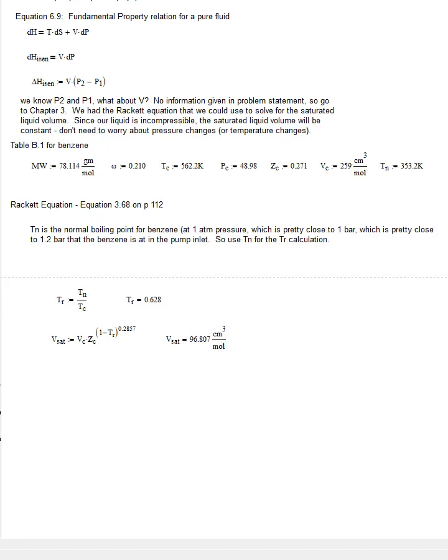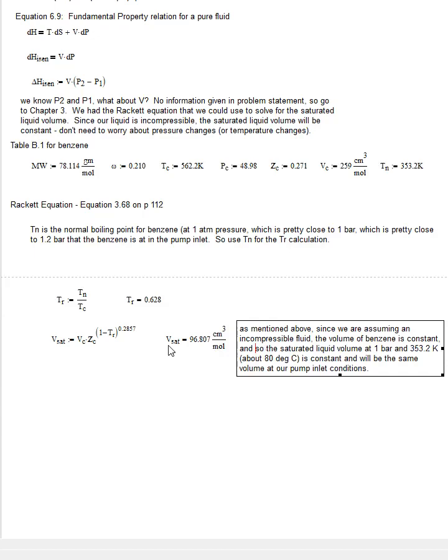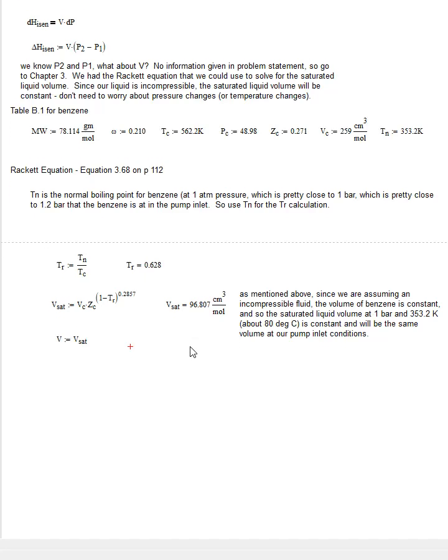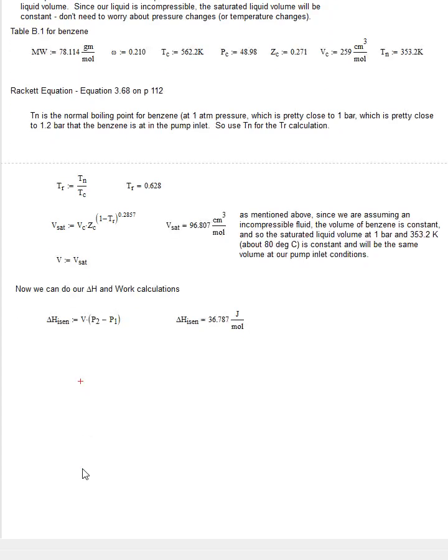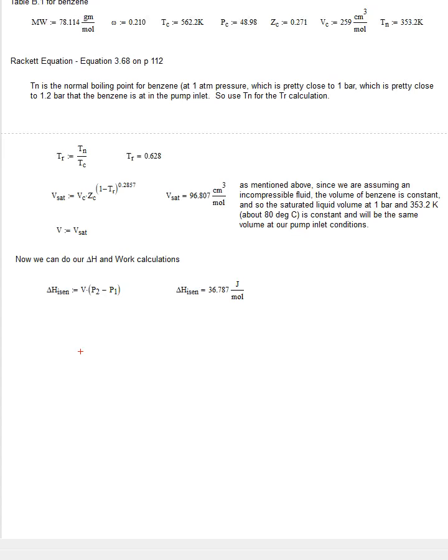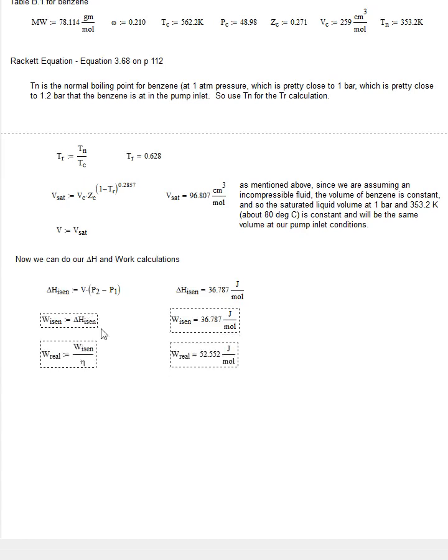And what we're going to do then is assume that this saturated liquid volume is going to be constant throughout the entire pressure and temperature regime that is going on in our pump. So this volume is staying constant in our pump. So now hopefully you can see we can plug that volume into this equation for delta H for the isentropic operation, and we can calculate the work required for the pump. So delta H isentropic is 36.787 joules per mole. That's equal to the isentropic work.